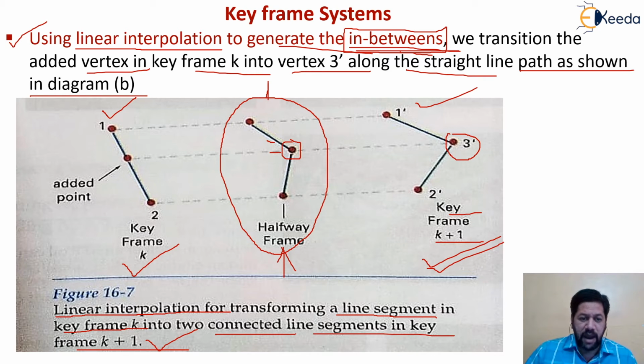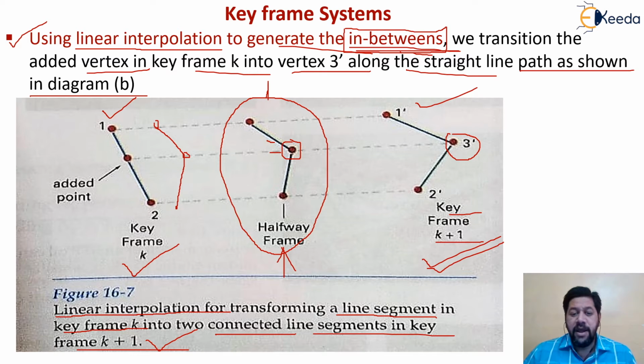Suppose in another frame I just want to show it has moved in something like this, so that the angle is a little bit less. Here again I can show one more frame. So it depends on how many in between frames we want to add in my keyframe. This is the method that we have. The very important thing to think about is this is my keyframe K plus 1.